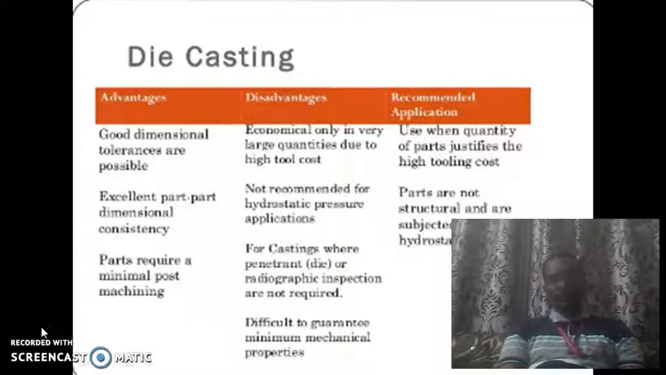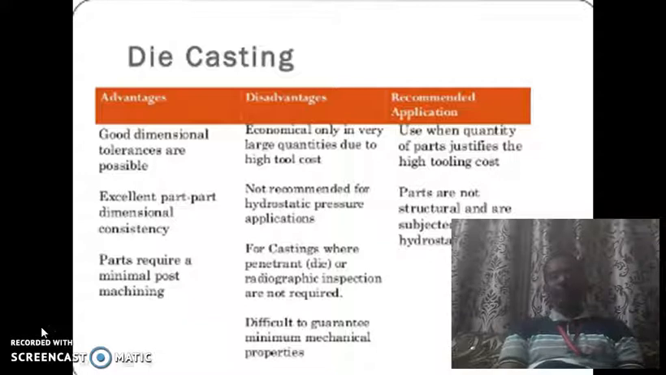Excellent part dimensional consistency. You're making use of a die. With the help of a single die, you are going to manufacture thousands and lakhs of components. When you manufacture the first component and when you manufacture the 1,000th component, the surface finish will be the same in nature. There won't be any differences. That's why we call it excellent part-to-part dimensional consistency.